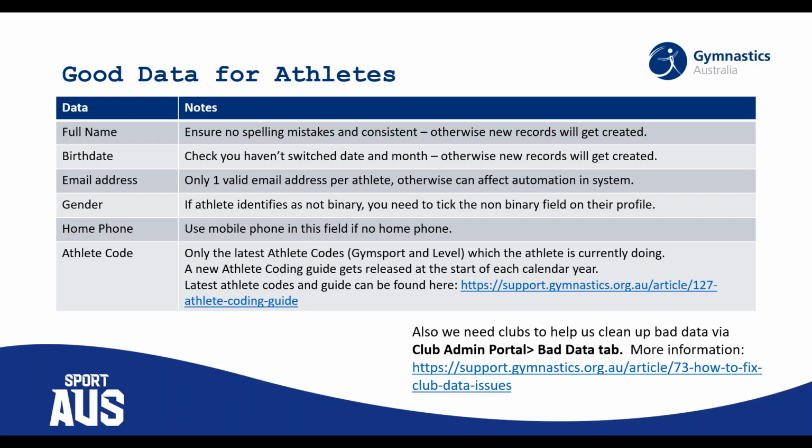Athlete codes are really important for helping us keep track of what athletes are doing, which sport and up to which level in our systems. The rule of thumb is that on an athlete's profile, they should only have the latest athlete codes, the gym sport and level, which the athlete is currently doing.